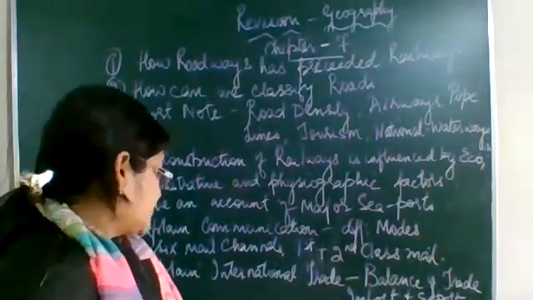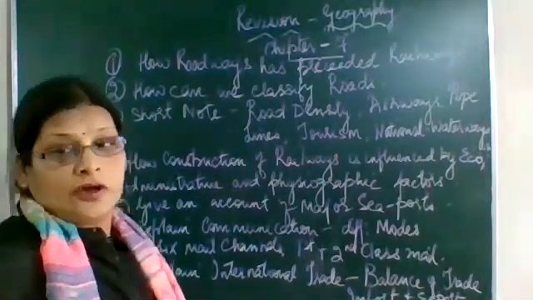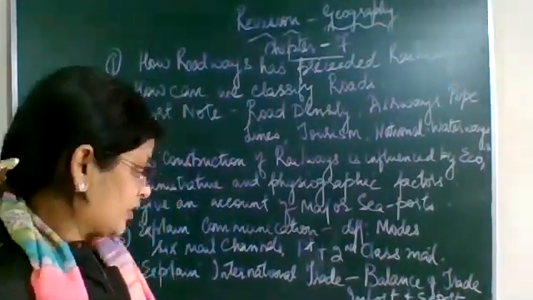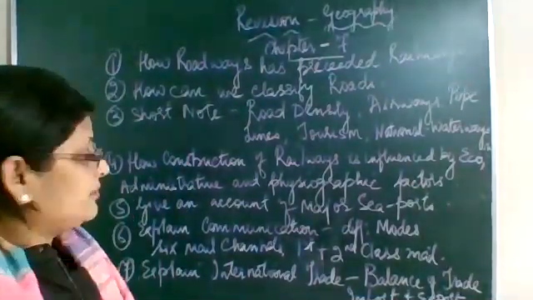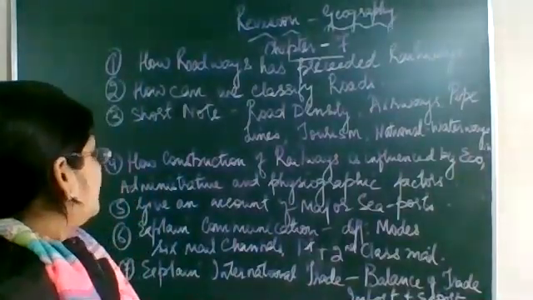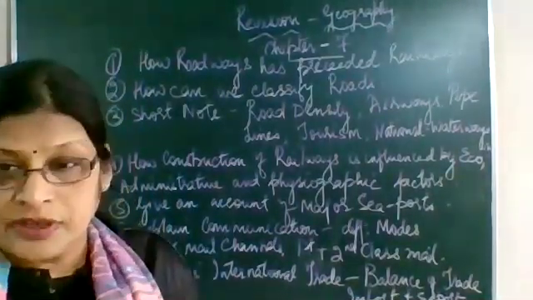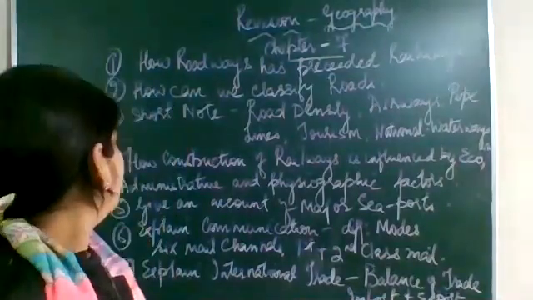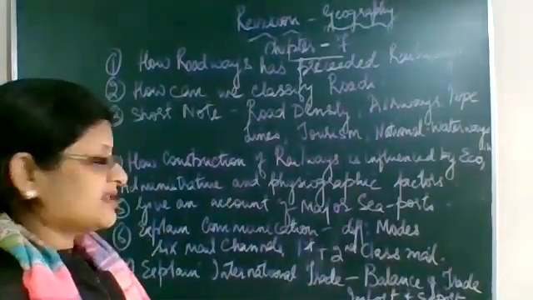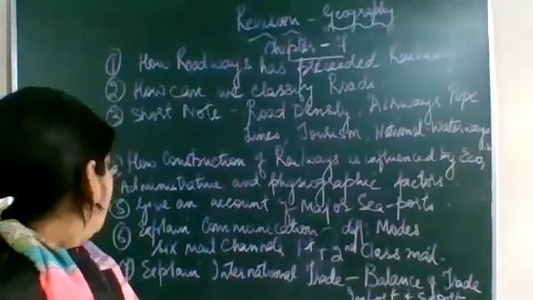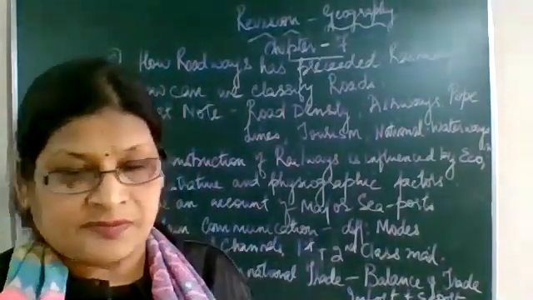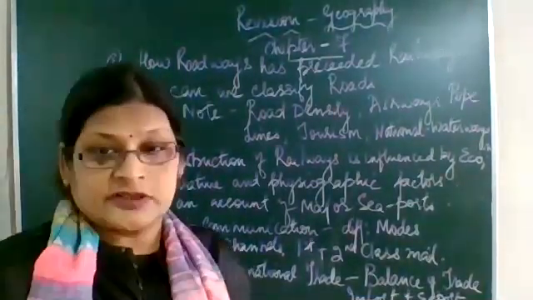Next is how construction of railways is influenced by economic, administrative, and physiographic factors. Very important. Give an account of the major seaports, again very important for 1 mark questions. Explain communication, that is different modes of communication, personal and mass communication. Then you have got the 6 mail channels. Then you have got the first and the second class mail. Then next, explain international trade by touching on 2 topics, that is balance of trade and import and export.